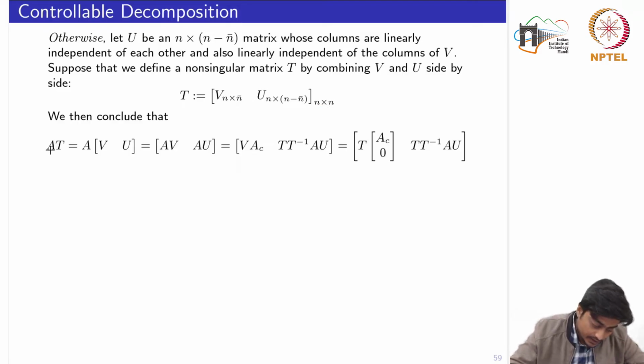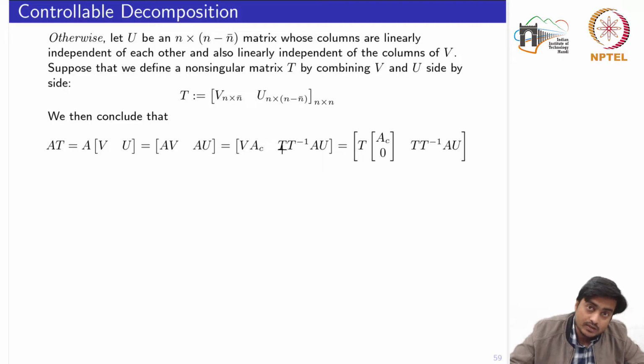Now see here that the multiplication of the matrix A into T I can write as equal to A into V U, taken from above. And since both of them are matrices, I can individually multiply this matrix with these matrices. So I would have AV and AU. AV, by using that property, I can write as V into AC.